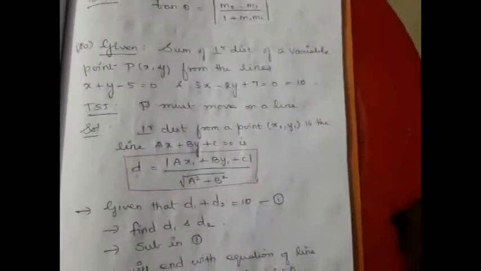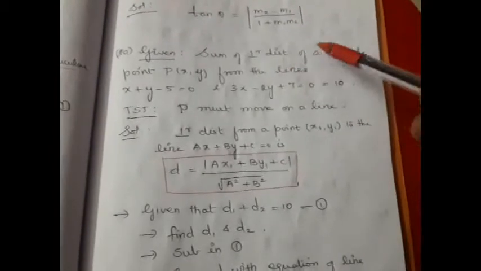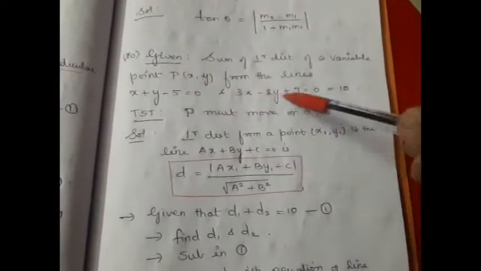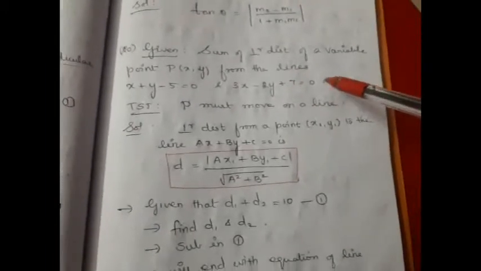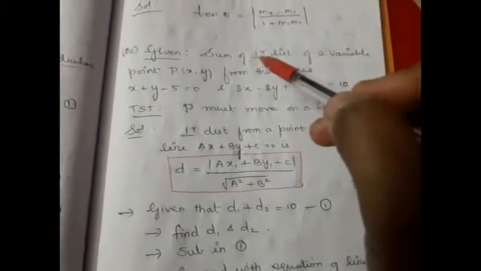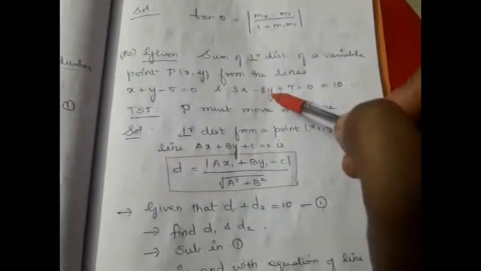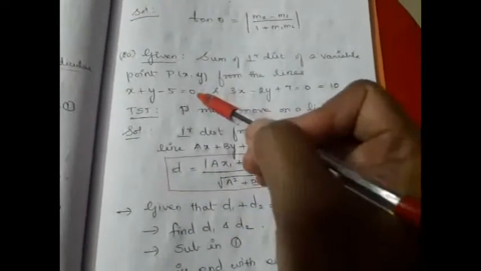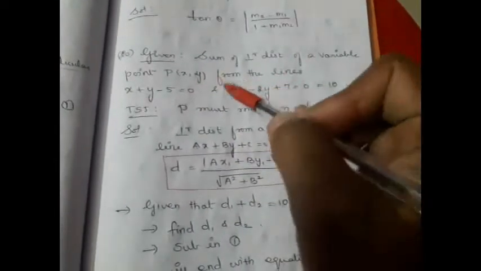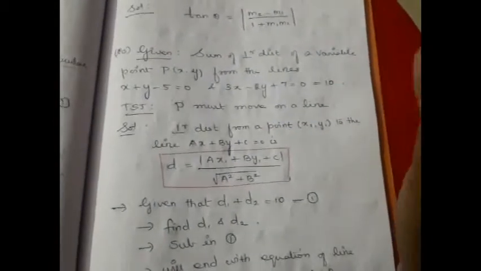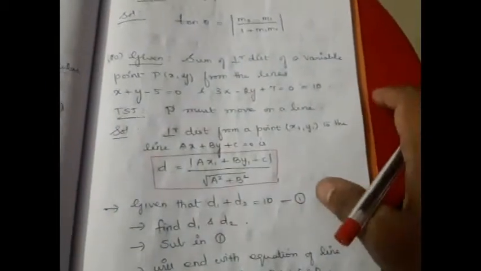We are in the 20th question now. The question is: the sum of perpendicular distances of a variable point P from the lines is always 10. We have to prove that the point P must move on a line. It is given the sum of the perpendicular distances of a variable point P from the lines. So, the distance between P and this line and P and this line, if we add, will be equal to 10. We need to prove that P must move on a line. Right? How can we prove this?